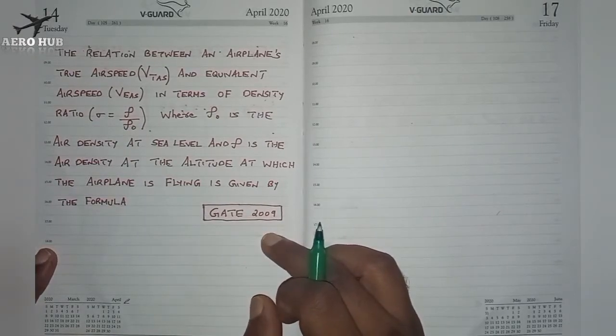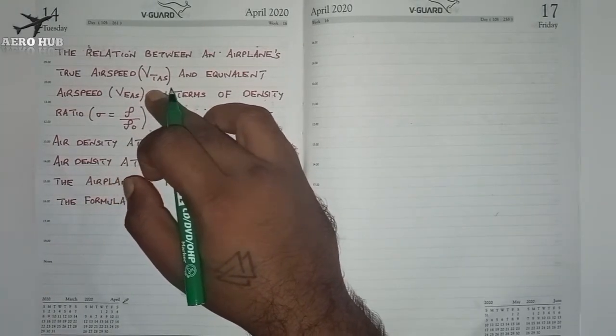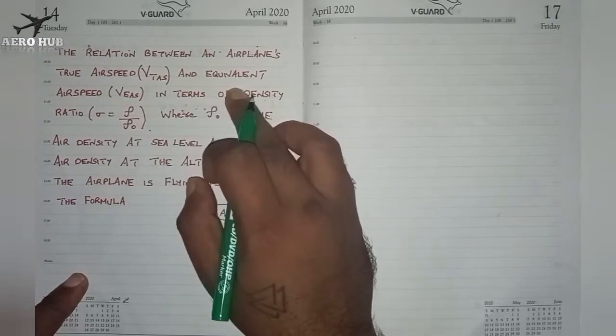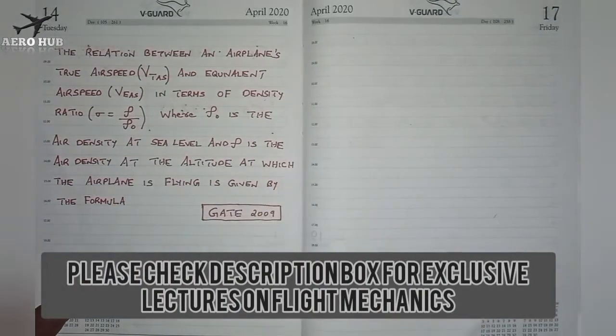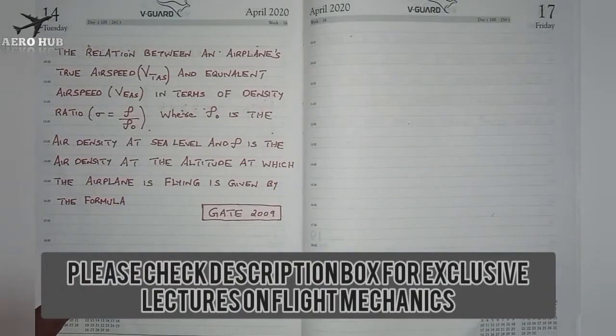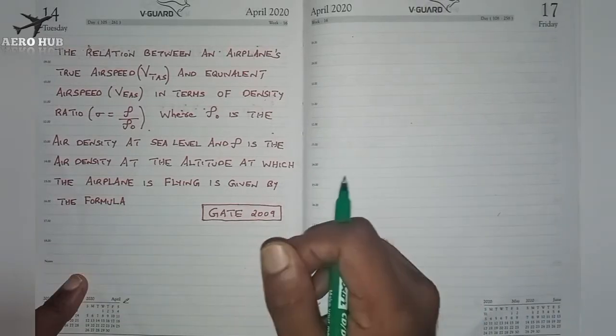So it is a straightforward question. We can solve this question by using Bernoulli's equation. They have given the true airspeed as VTAS and equivalent airspeed as VEAS. I have already taught you about how a pilot measures the airspeed, and we have one exclusive lecture based on this. I will provide the link of that lecture in the description box, and I'll be going straight to the problem here.